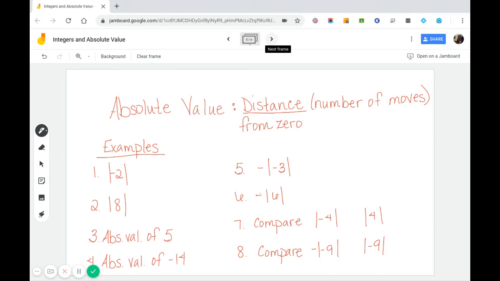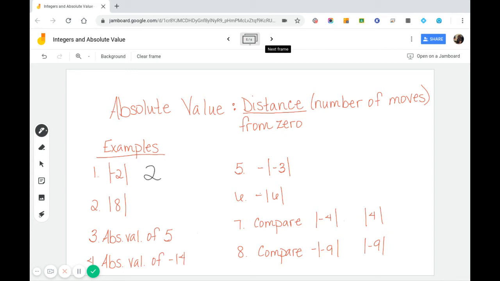It's just moves on a number line. I don't care if you're moving to the right or to the left, you're just moving. So on number 1, these bars are a shortcut way of saying find the absolute value. The absolute value of negative 2 is just 2 because it takes 2 moves to get there.